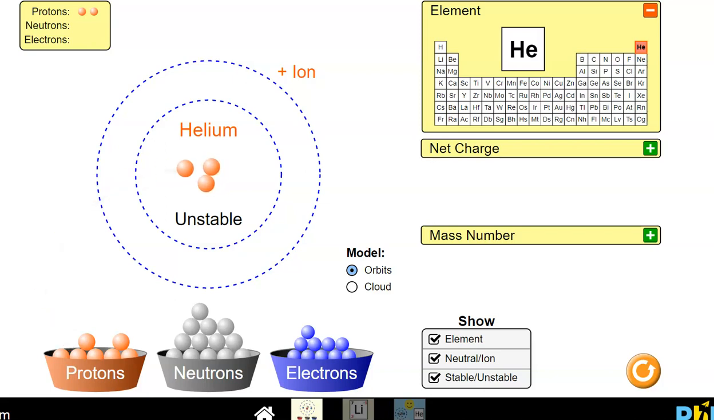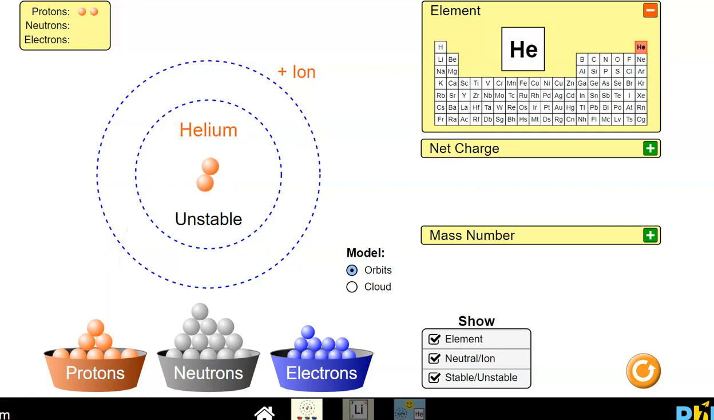Okay, let's try adding another proton. We've made lithium, and this lithium atom's unstable too. 4 protons. This beryllium atom, it's got 4 protons, so it's beryllium. It's still unstable though.